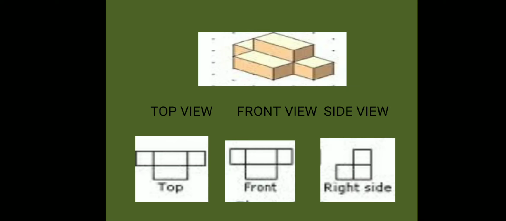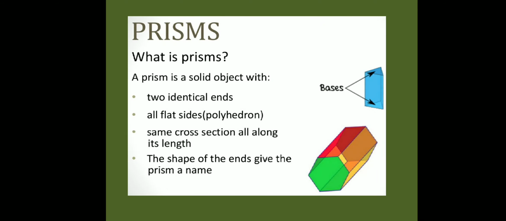Now we'll learn about prisms. What are prisms? Yes. Prisms are also solid shapes which have two same bases made up of the same polygon, and all the flat sides.